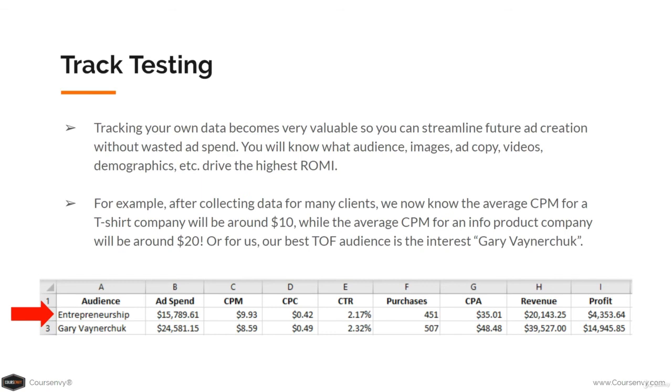Tracking your own data becomes very valuable so you can streamline future ad creation without wasted ad spend testing. You will know what audiences, images, ad copies, videos, demographics drive the highest return on marketing investment. For example, after collecting data for many clients, we now know the average CPM for a t-shirt company will be around $10, while the average CPM for an info product company is around $20. As you can see in this screenshot, for us, our best top-of-funnel audience is the interest Gary Vaynerchuk.